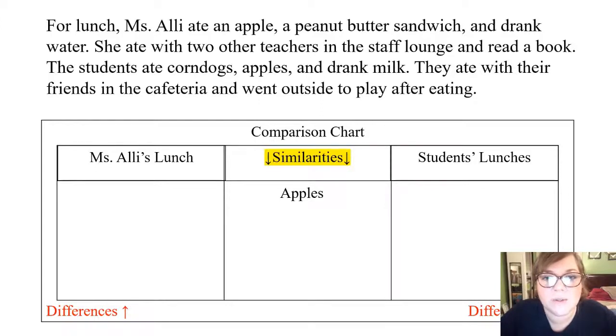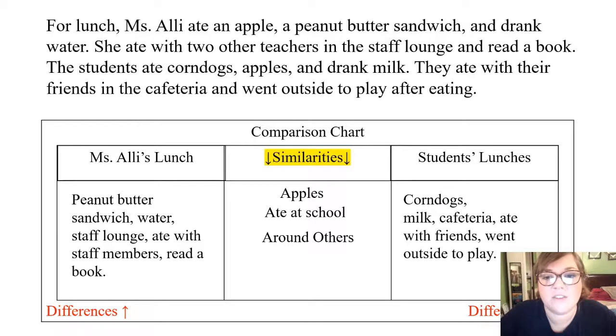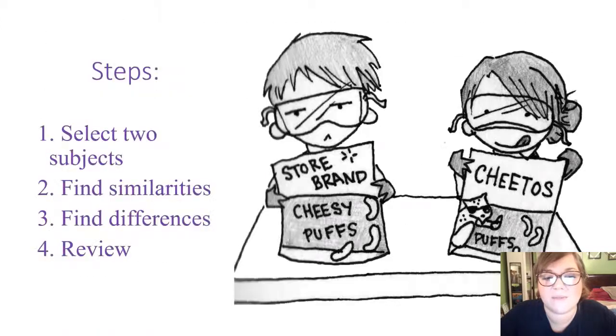As I scan through, I see that they didn't eat in the same room, but they both ate at school, and they both ate with other people, although they were different people. Now that I have found the similarities, pretty much everything else will be a difference. So, let's see, Miss Allie's lunch. So only Miss Allie had a peanut butter sandwich, water, ate in the staff lounge, ate with staff members, and read a book. The students did not do that. The students, their lunch was corn dogs, milk, cafeteria, ate with friends, and went outside to play.